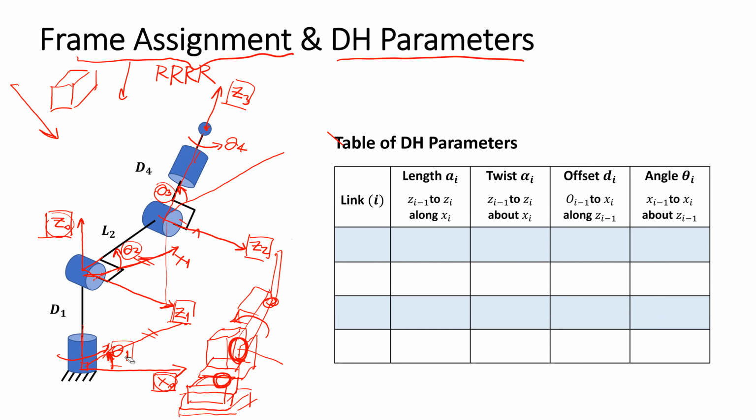And the role of theta 1: theta 1 will change the direction from x0 to x1. This direction is the direction of theta 1.